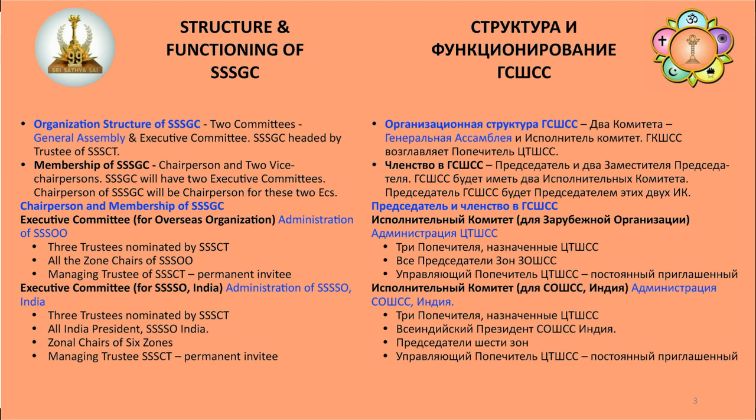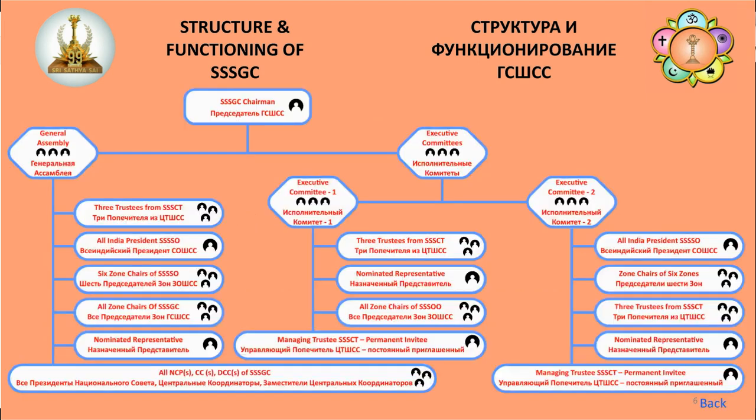And let's click this link. This is the Shri Satya Sai Global Council Chairman. Under him, there are two committees. One is the General Assembly, the other one is the Executive Committees.